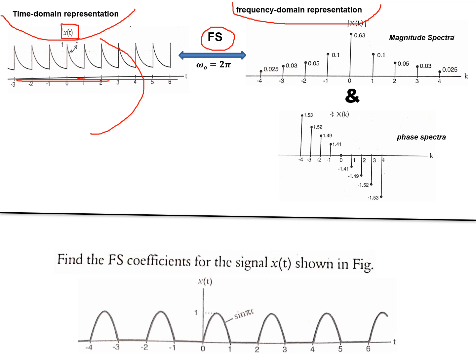Find the Fourier series coefficient for the signal x of t shown in the figure. In this problem, it is enough if you just find the Fourier series coefficient. Sometimes the problem will be given like this only, where you have to find only what is the equation for X of k, capital X of k.